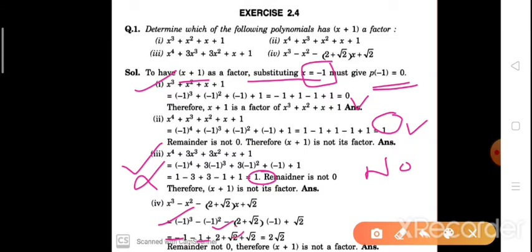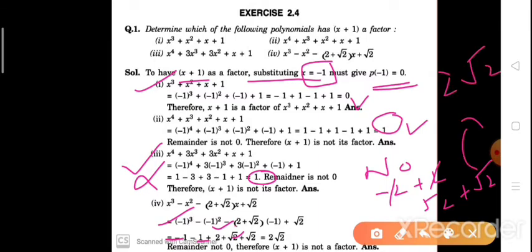So again, minus 1 and minus 1 will be minus 2, plus 2, that will be cancelled, and root 2 plus root 2. I think you have done this in the first chapter during the rationalization topic, how you have to add two square roots, so it will be your 2 root 2, right? So 2 root 2 here, it is not 0, that is why it is not a factor. So I can say that x plus 1 is not a factor of x cube minus x square minus 2 plus root 2 x plus 2.